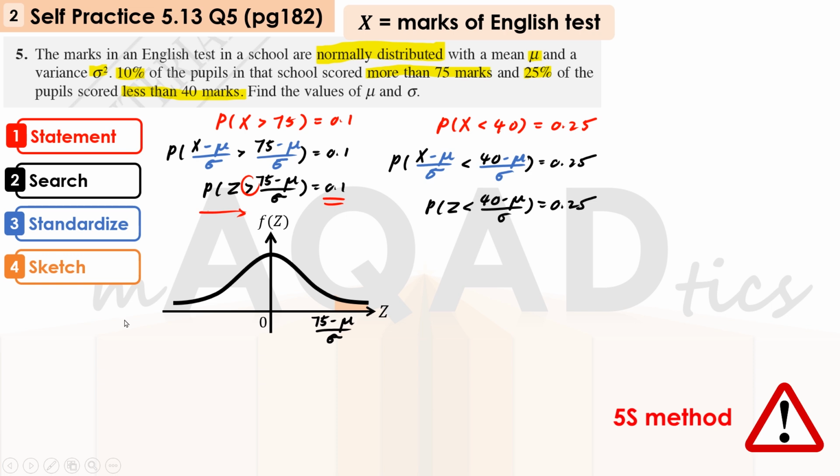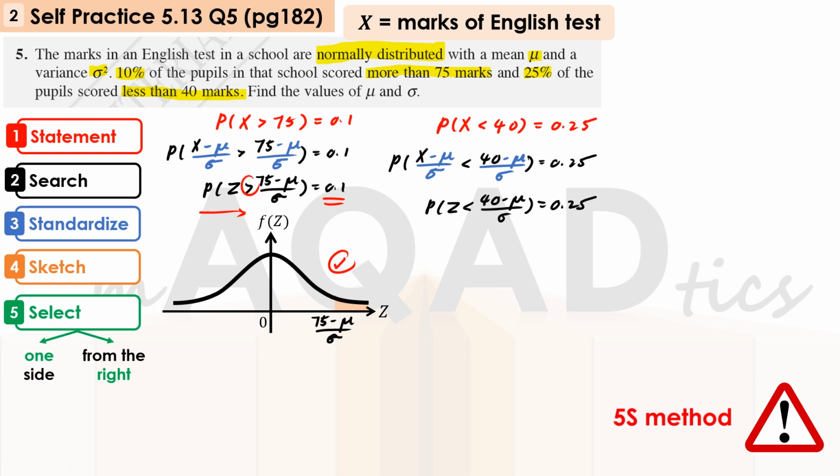Then the fifth S is to select the z value from the table, but we need to satisfy two conditions first: the area must be from one side only and must be from the right. If we look at the graph here, we actually satisfy both criteria. So this graph is ready and we can go to the tables to find the z value. But before that, let's sketch the graph for the second statement first.